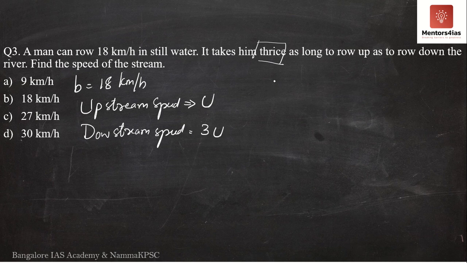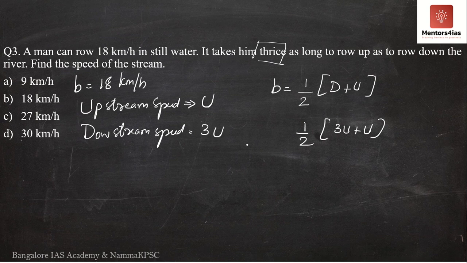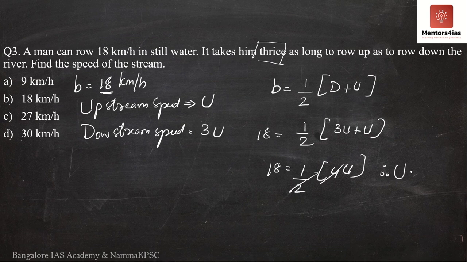Also, we know B, that is speed of the boat, is nothing but half the sum of the downstream speed plus the upstream speed, where downstream speed is nothing but 3u. So what do we get? Half into 3u plus u. B is 18 kilometers per hour. I'm substituting B as 18 kilometers per hour. So what do we get here? 18 is equal to half into 3u plus u is 4u. 2 and 2 gets cancelled.